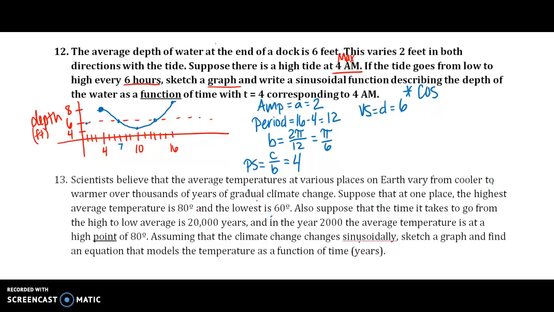Then looking at my notes, I know A, I know B, I know C over B, and I know D. So I fill it in, and our equation here, our function, would be y equals 2 cosine of pi over 6 times x minus 4. And all of that will be added with 6. Okay, so that is number 12.